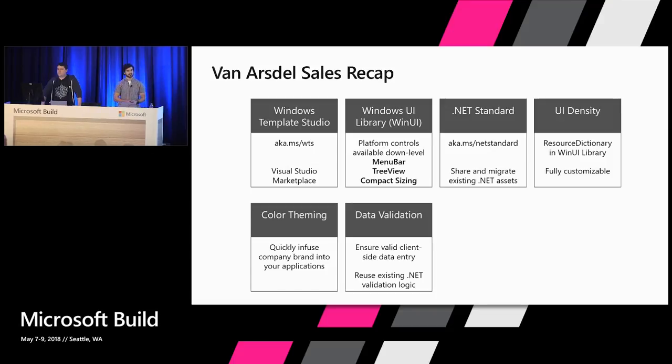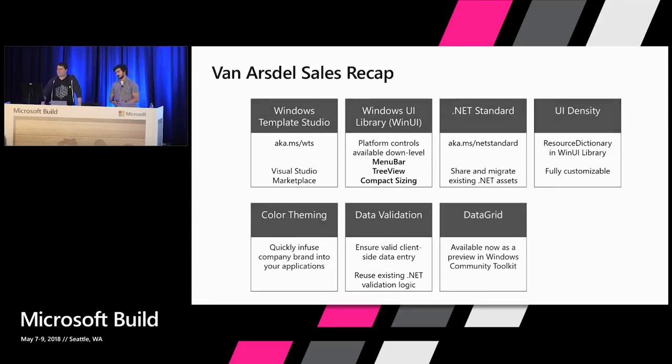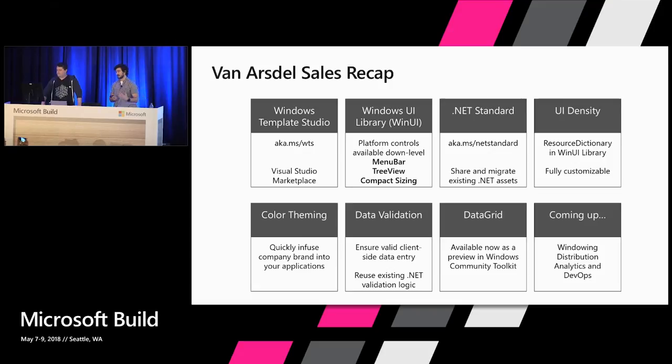We added data validation to ensure that the backend data was not corrupted from the client. Then we added a data grid control, which is available now in preview form in the Windows Community Toolkit. And coming up, we're going to talk about windowing, since unfortunately we don't have the demo ready. We're going to talk about distributing your applications, and then we're going to talk about analytics and DevOps for UWP applications. And I'll leave this up for just a few more seconds if you want to take your photos, and then we'll proceed with windowing information.